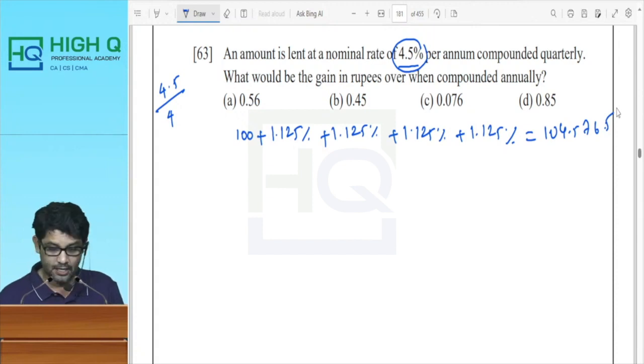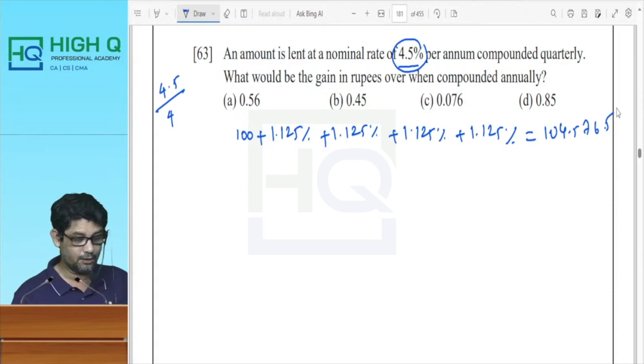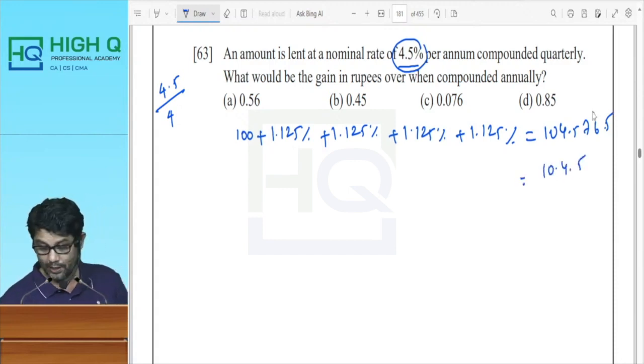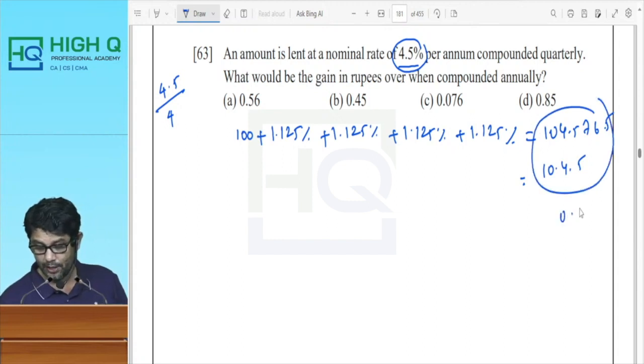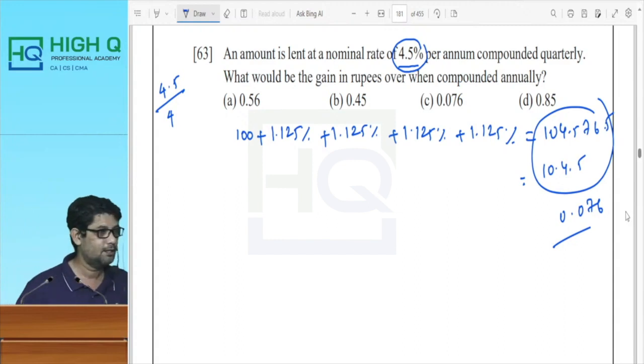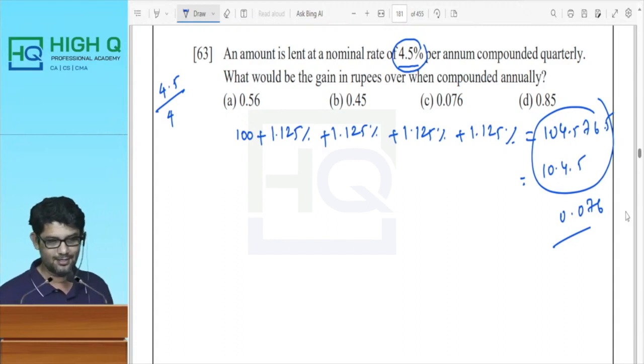Next step. Directly if I use 100 plus 4.5%, what am I getting? 104.5. So what is the difference here? 0.076. That's it. This is the answer. Yes, now you understood, my dear.